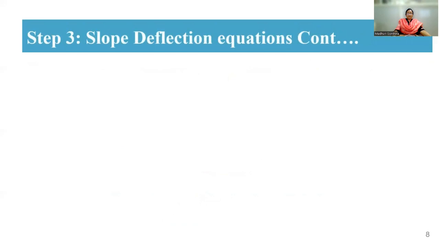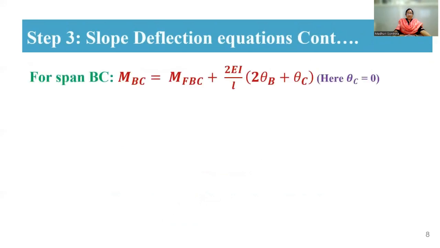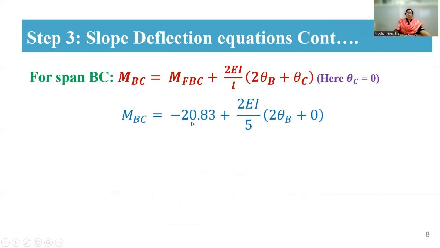Next, similarly for the slope deflection equations, for the span BC, MBC will be equal to MFBC plus 2EI by L into 2 theta B plus theta C. Here theta C will be equal to 0. So that means MBC now will become minus 20.83 plus 2EI by 5 into 2 theta B plus 0.